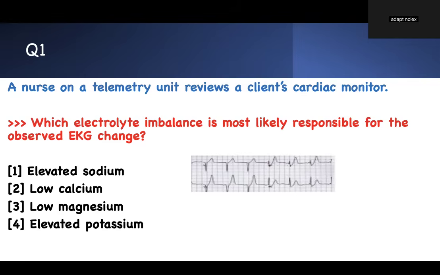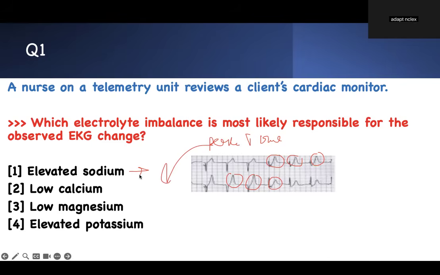What do you think? If you look at it carefully, you can see there is a P wave here. You can see the QRS looks fine, but this peak is abnormal. These are all T waves. They come right after what? The QRS complex. This is what we call a peaked T wave. And therefore, what electrolyte will give you a peaked T wave?